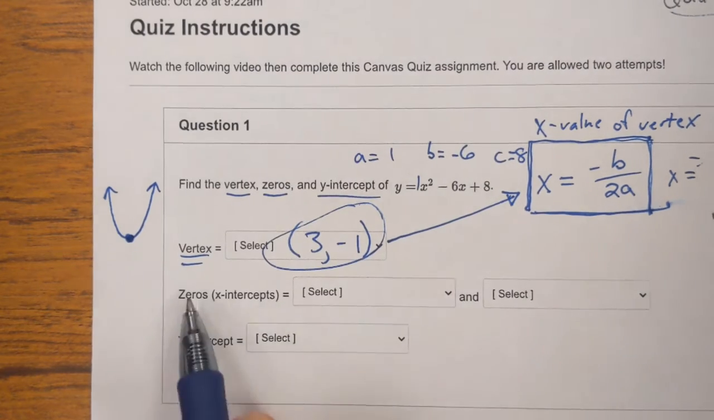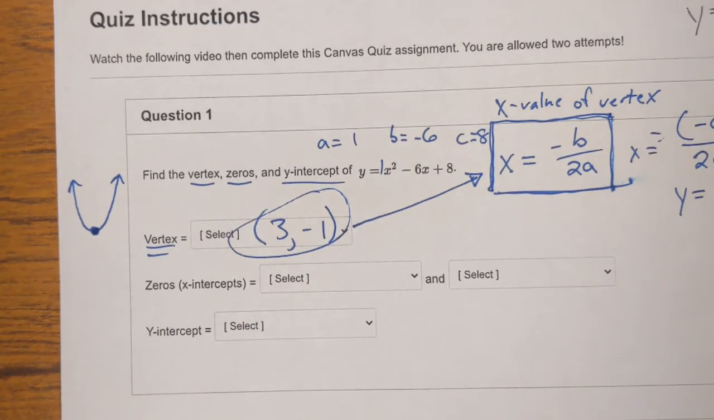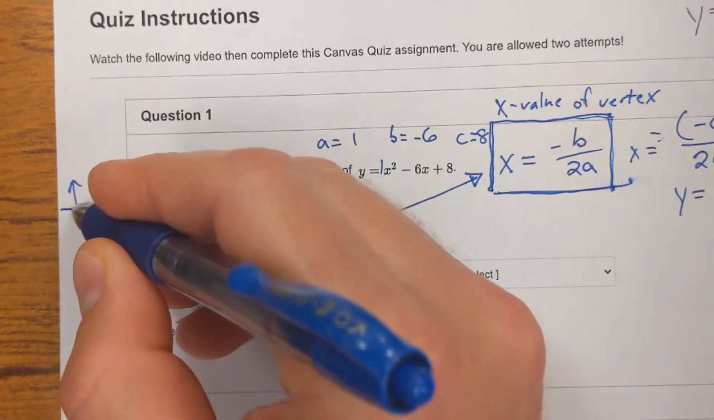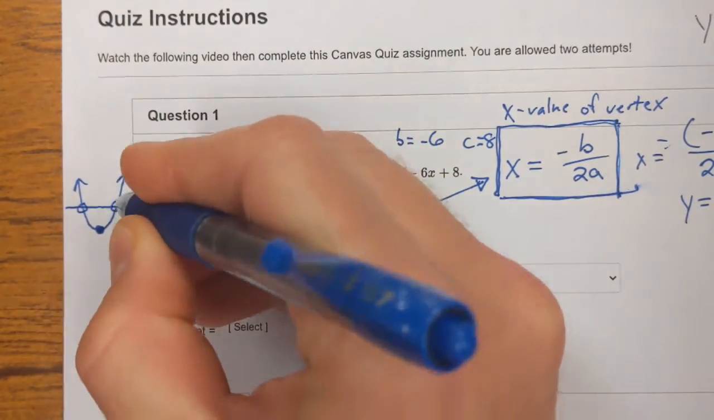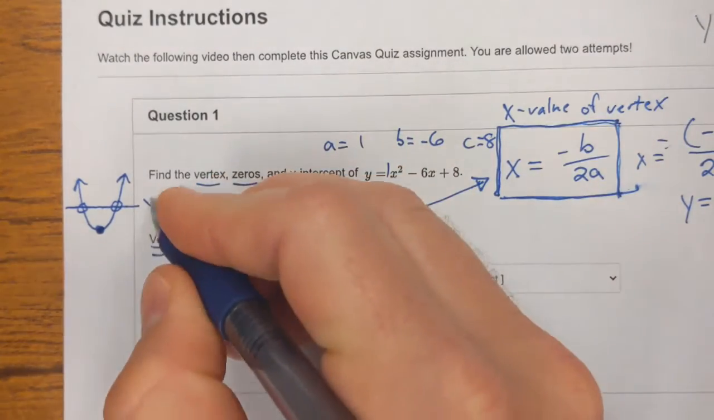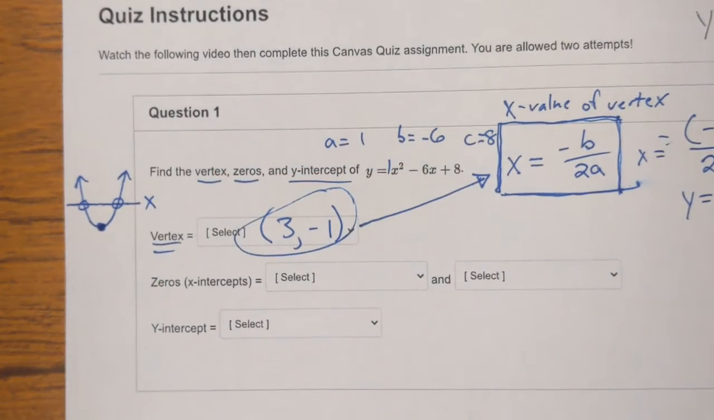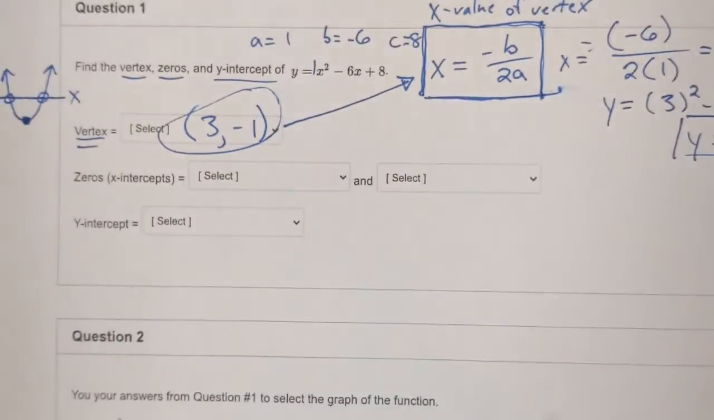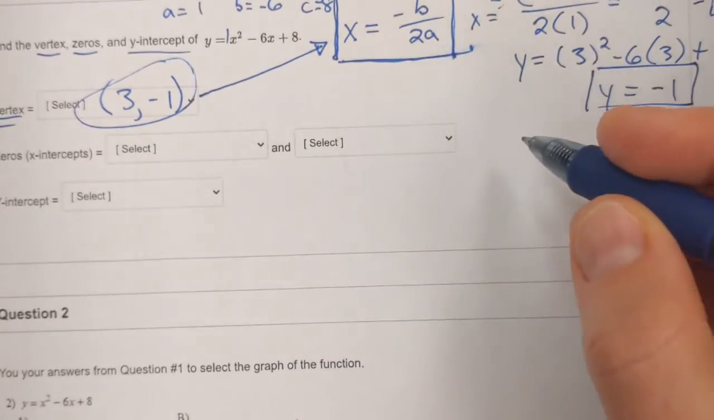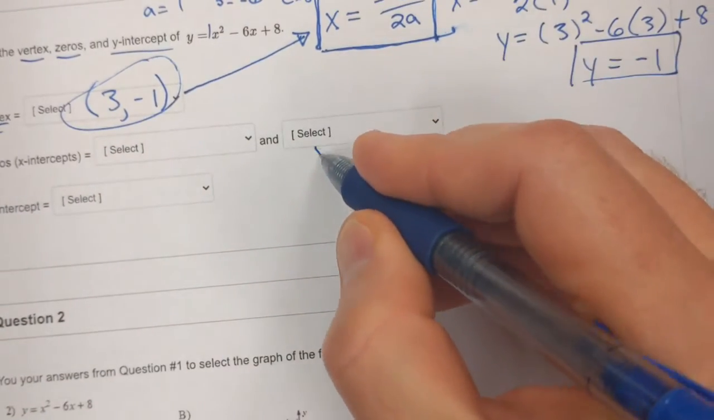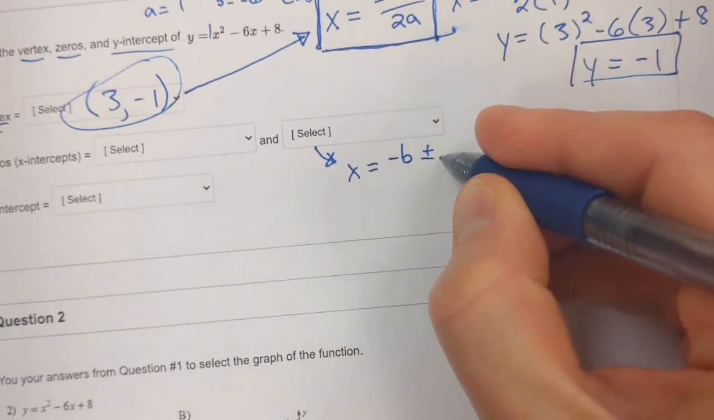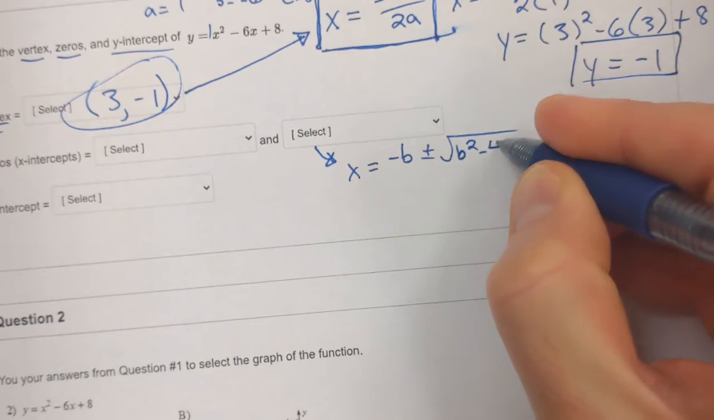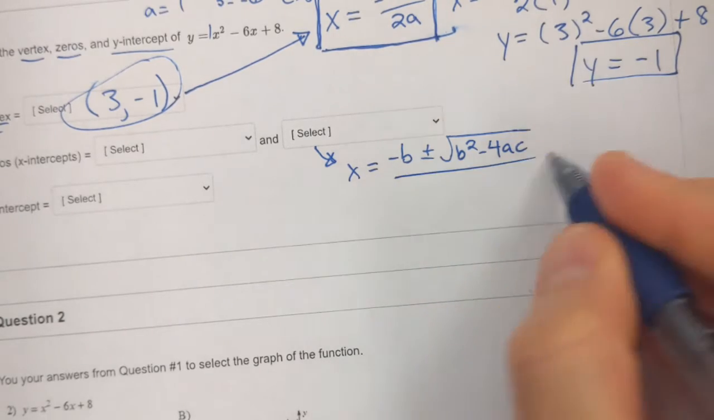All right, let's focus now on what are called the zeros or the x-intercepts. The zeros or the x-intercepts of a parabola are the two points where that parabola crosses the x-axis. Now the way you find the zeros, guess what? We're still going to use the quadratic formula, our good old quadratic formula that we learned in previous lessons.